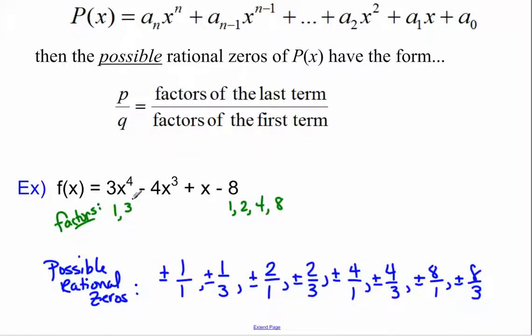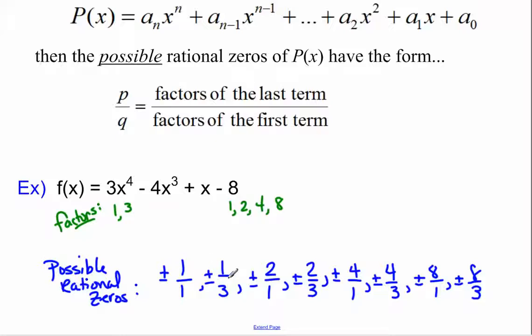If this is my function, 3x to the fourth minus 4x cubed plus x minus 8, I'm going to look for factors of 8, which would be 1, 2, 4, and 8. They all divide in there evenly. And of course I could do plus or minuses here, I just didn't write them. And then for the 3, a 1 or a 3. And the theorem again says the last over the first. So 1 over 1, 1 over 3.